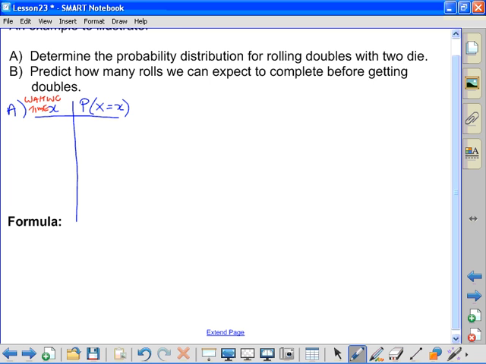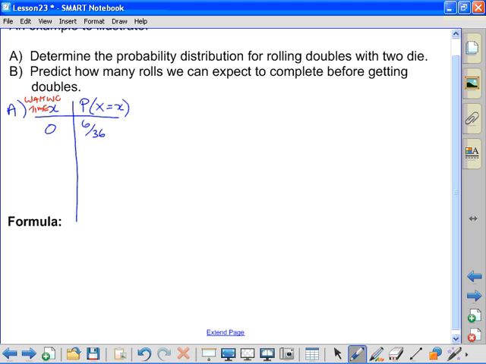Okay? So what happens if I roll doubles on my first roll? So if I roll the dice and I get two 2s or two 4s, I had to wait 0 times. What's the probability of this happening? Well, there are 6 possible doubles out of 36. So 6/36, or 1/6.